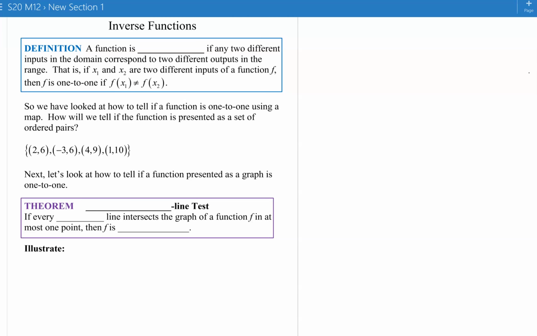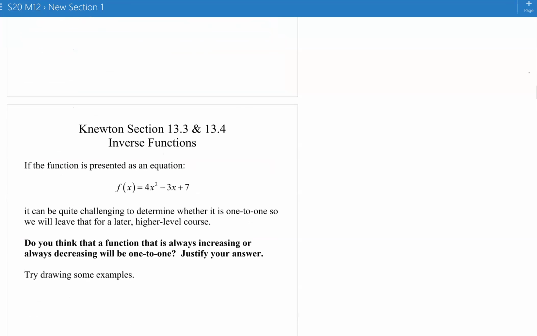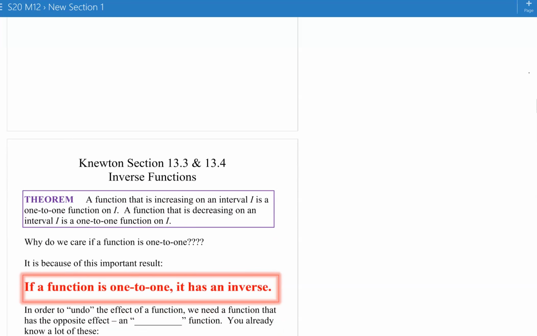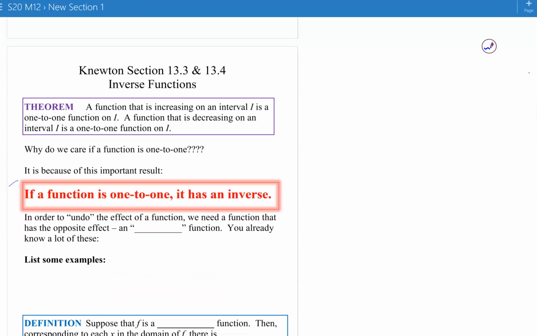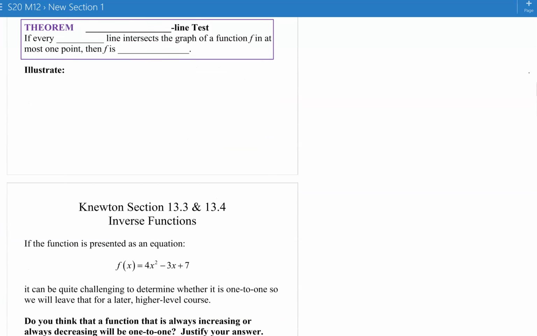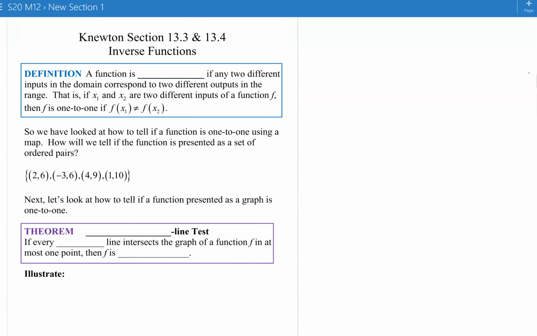Okay, so we're talking a lot about one-to-one. Let me scroll down here really quickly to get to what's the point. If a function is one-to-one, it has an inverse. So that's our goal here. We're talking about inverse functions. So let's back up and do some more work on that.